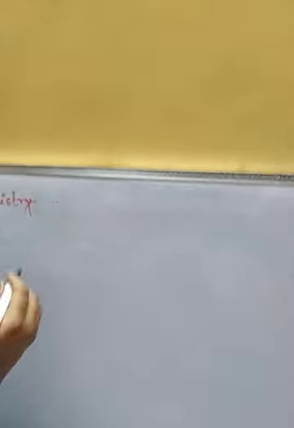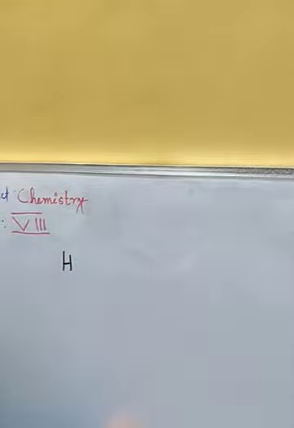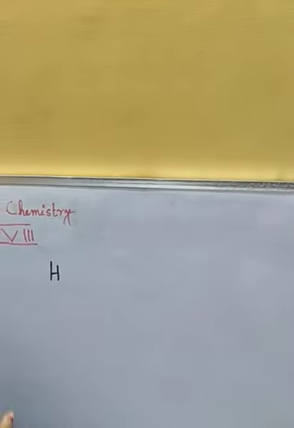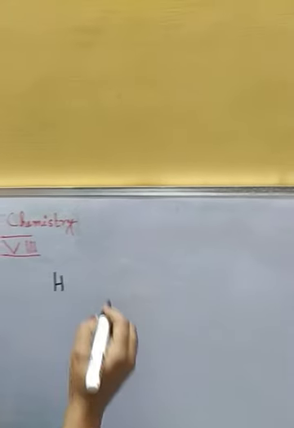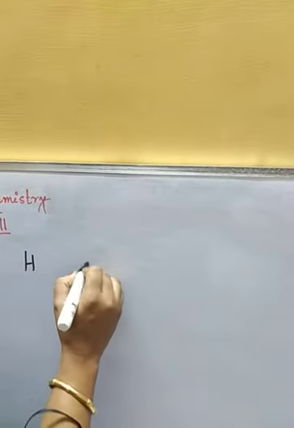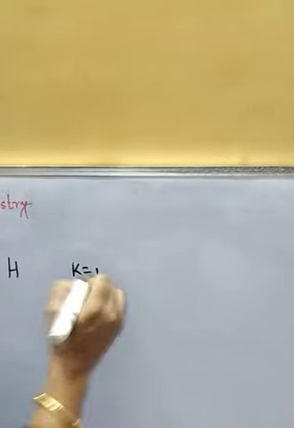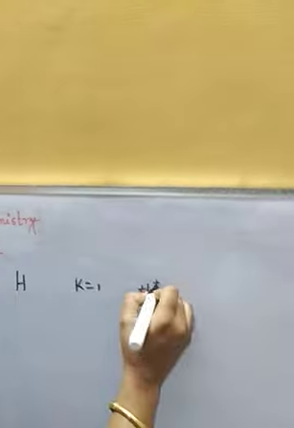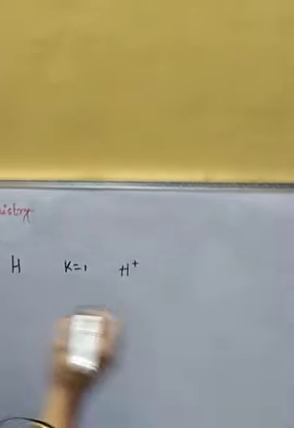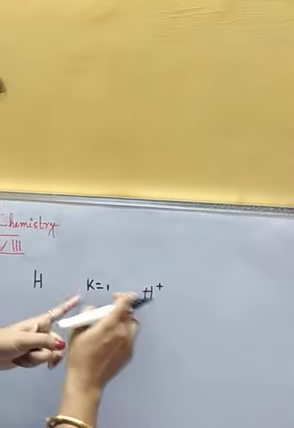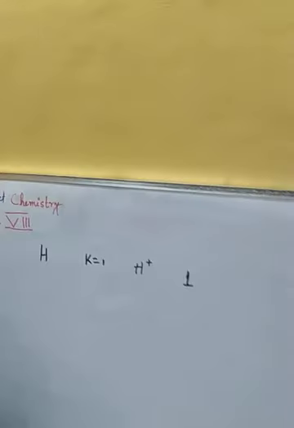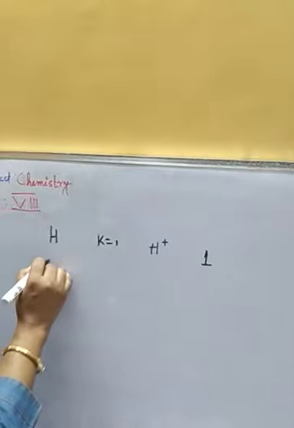Suppose, just for an example, I'm telling this, I'm not writing all the things. Hydrogen: its electronic configuration will be K equal to 1. H plus will be the radical, and its valency you have to write in between. So suppose here I am writing the valency 1, and the next element is helium.